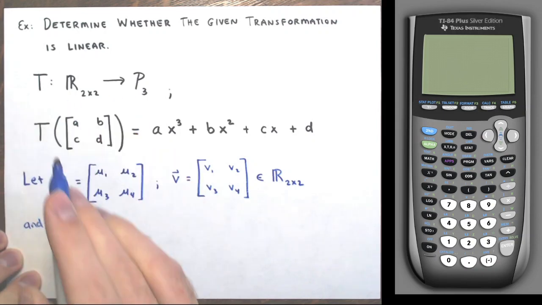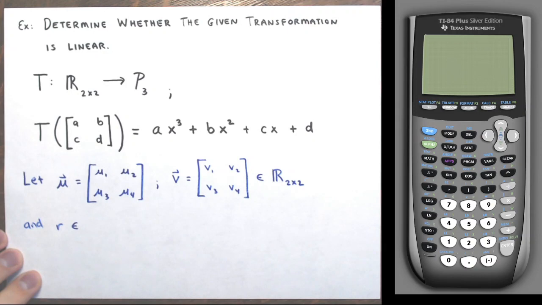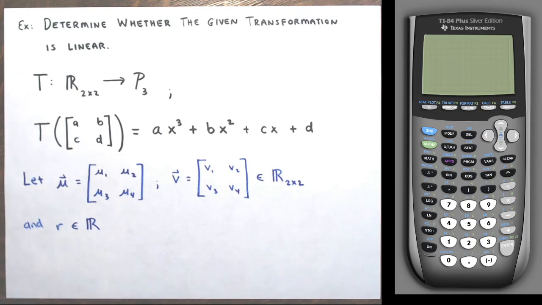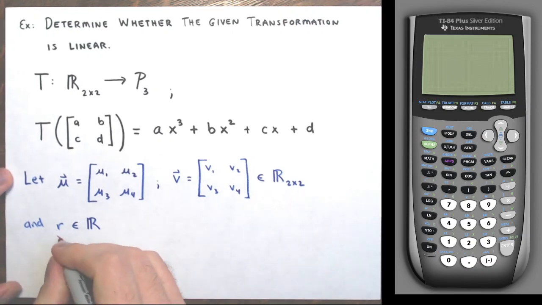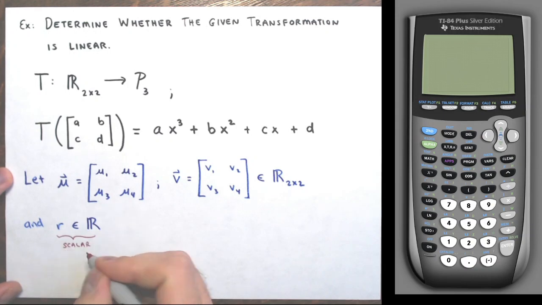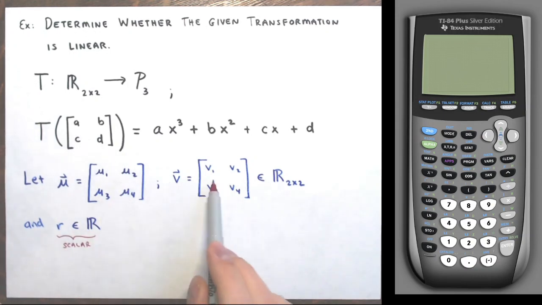And I'm going to let lowercase r belong to the field of scalars. Now again, I didn't mention any particular field. That would be my set of scalars up here, and I've mentioned this before in other videos if you've been watching. If a particular field of scalars is not mentioned, just assume it's going to be the field of the real numbers. So R here represents any scalar, and these two, U and V, are representing any vectors from the domain, that R 2 by 2.